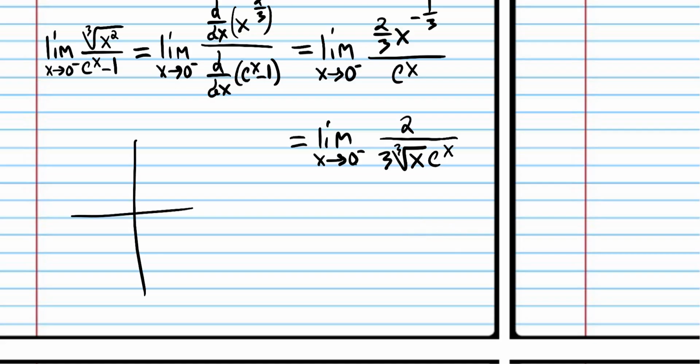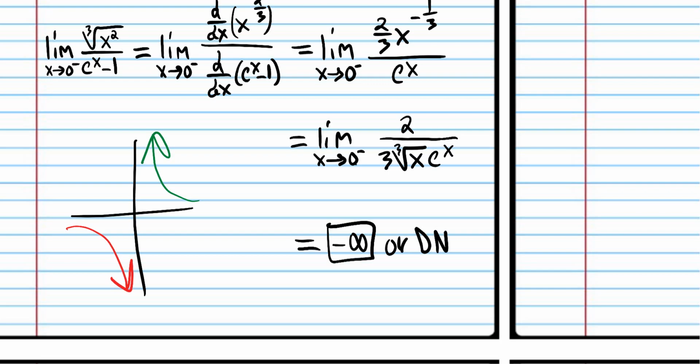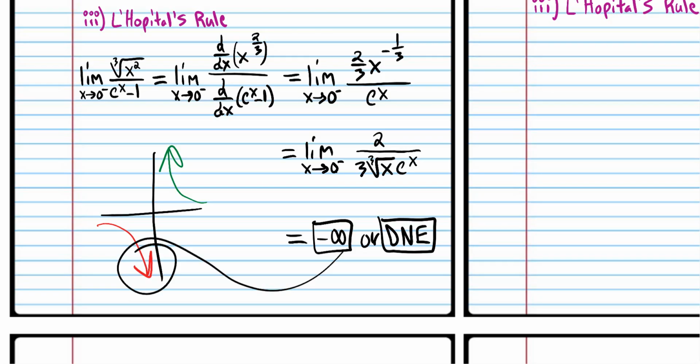So if you were to graph this, you would probably have something that looks like this. From the right, you approach positive infinity. From the left, you approach negative infinity. Something like that. So that's why we have to choose: are we approaching from the left or from the right? In this case, we're approaching from the left, but again, we get different answers depending on where we're coming from. So our answer is negative infinity, or we can say the limit does not exist. Okay, because we're over here.